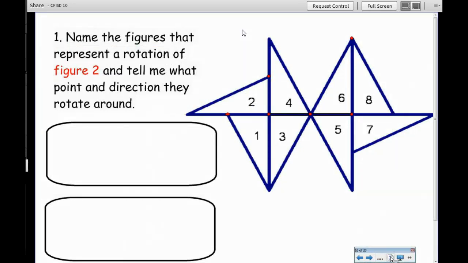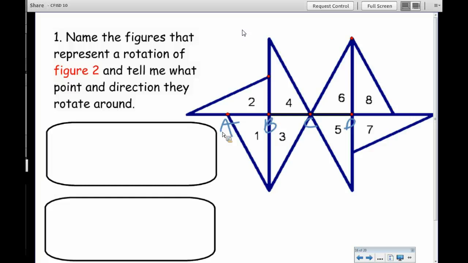Figure 2, A, B, C, D. Figure 2 rotated to figure 7. How many degrees and rotated about what point? 180 degrees. About what point? From 2 to 7, C would be the point of rotation.